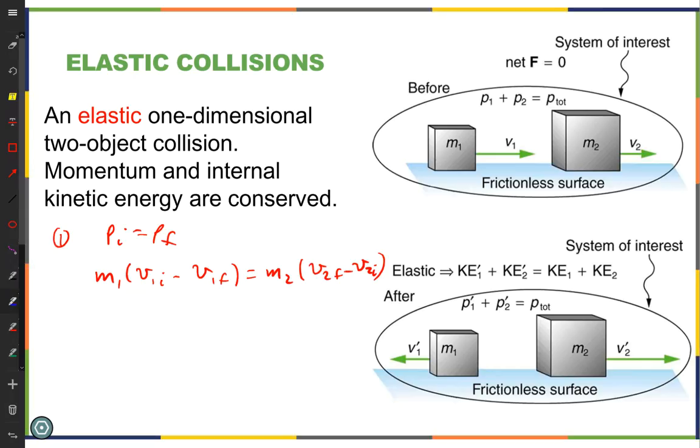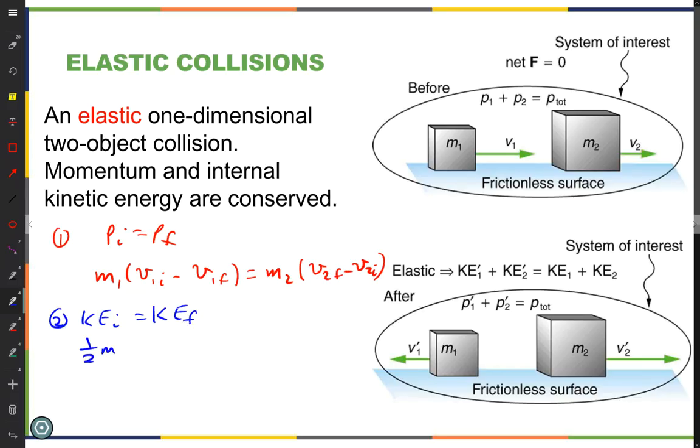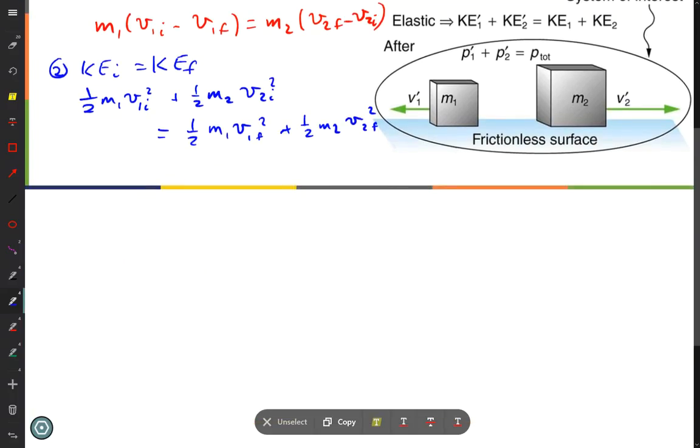But our second condition, kinetic energy initial equals kinetic energy final, or 1/2 m1 v1 initial squared plus 1/2 m2 v2 initial squared equals 1/2 m1 v1 final squared plus 1/2 m2 v2 final squared. Now you look at this, and any reasonable person says, crud. Because now we have these squares everywhere. That's not nearly as easy.